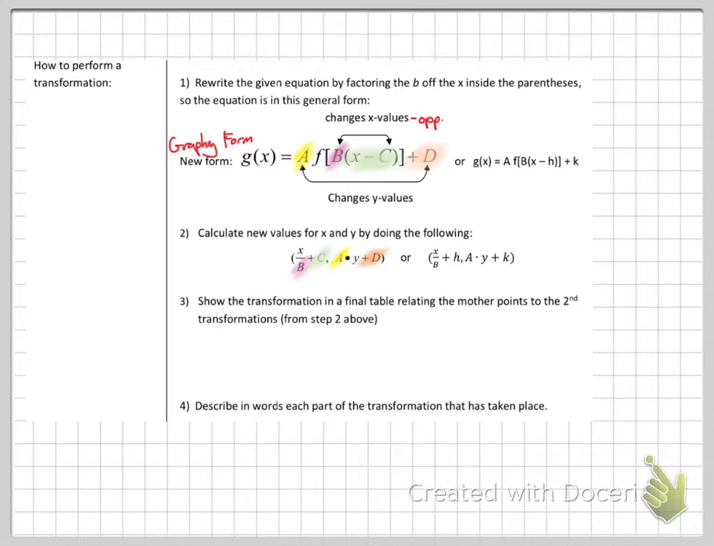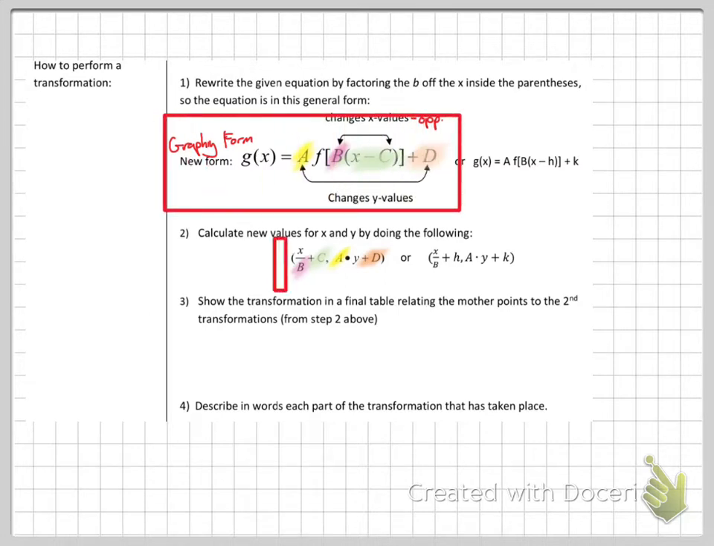This right here, this graphing form equation, is super important. And this right here, our formula to get our new x's and y's, is super important. You'll find the points, and then you'll graph the points and describe the transformations that have taken place.